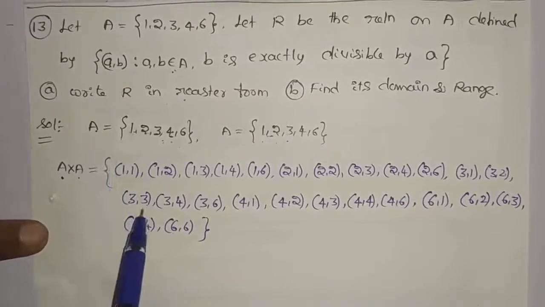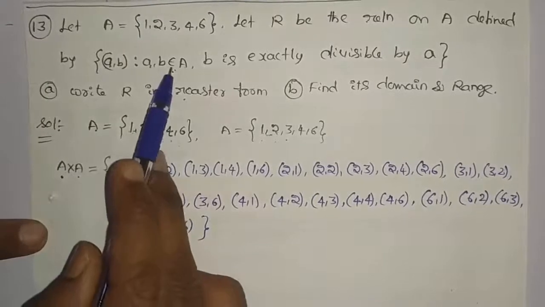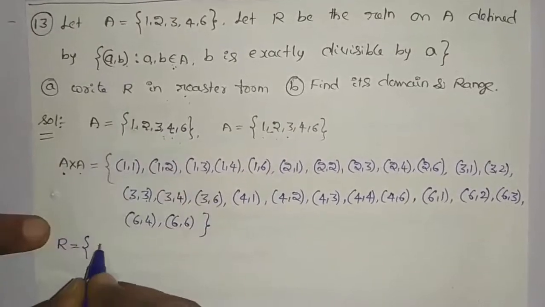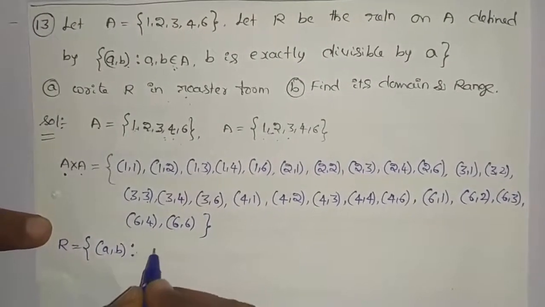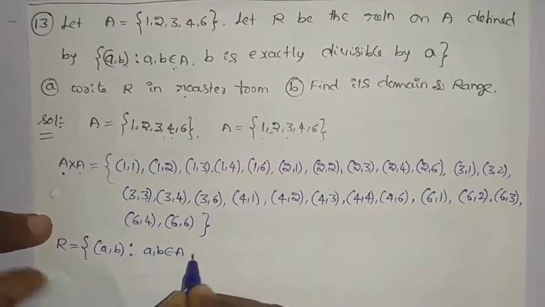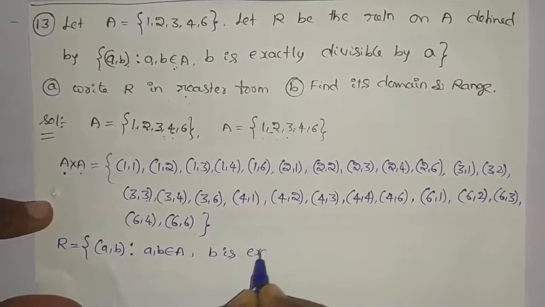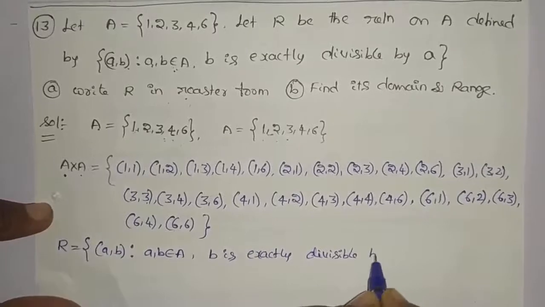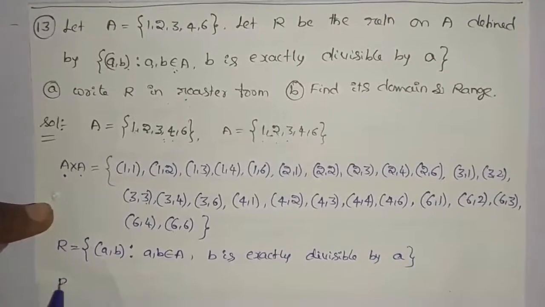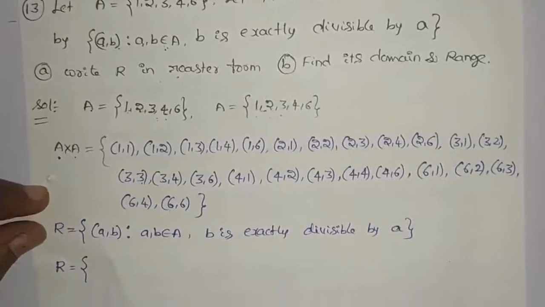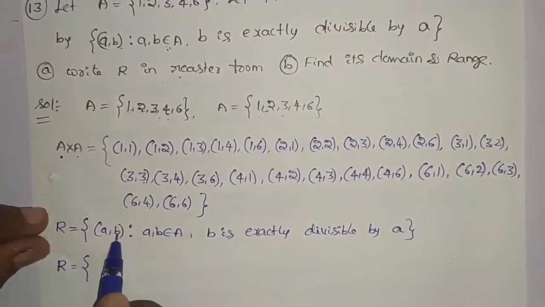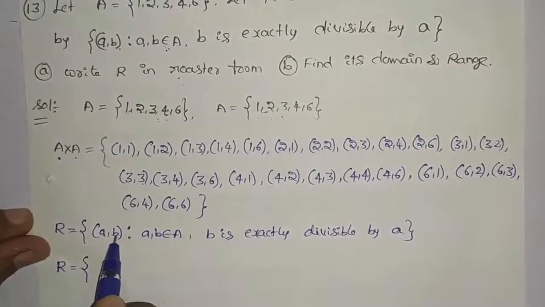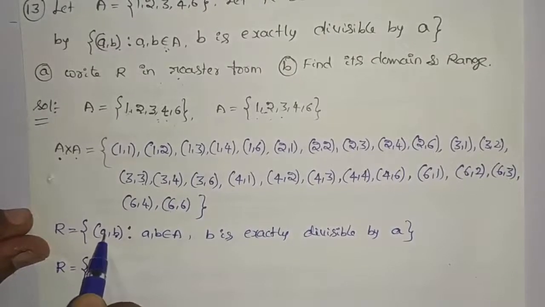Now, we have to write the given relation in roster form. First, write down the given relation. R equals {(a, b) such that (a, b) belongs to the set A, b is exactly divisible by a}. Now R equals: the second element is exactly divisible by the first element. You just observe it. The second element is exactly divisible by the first element, right?